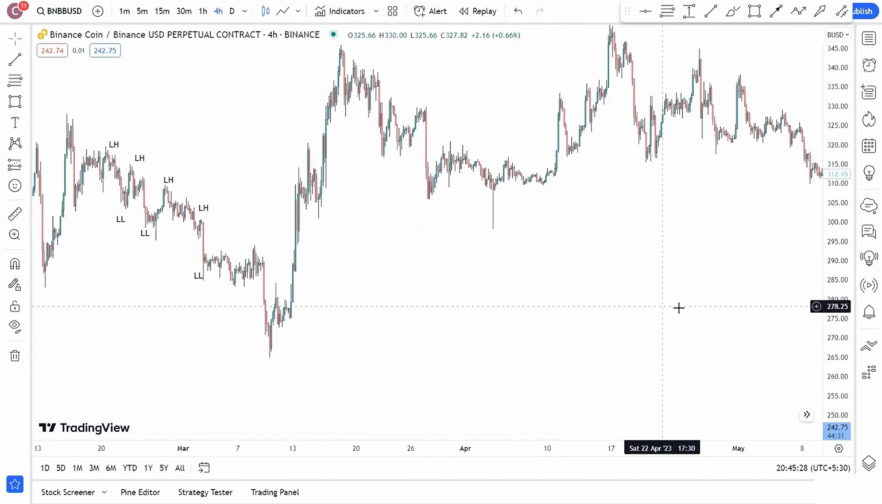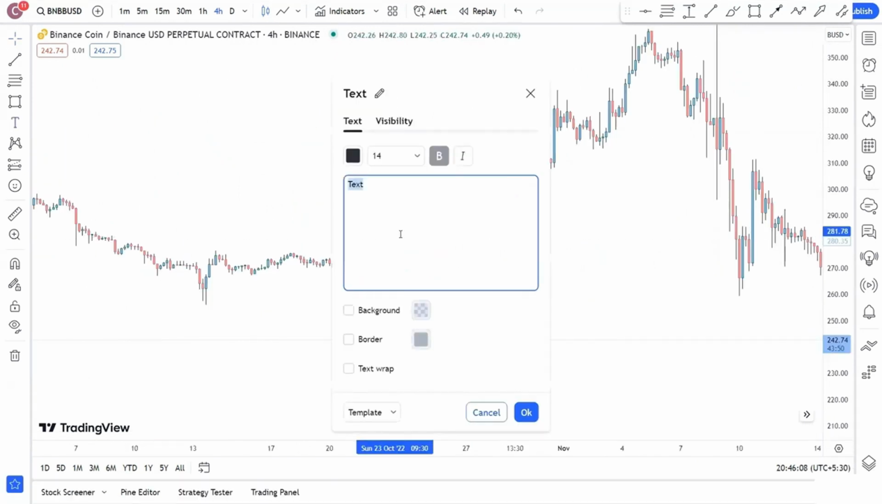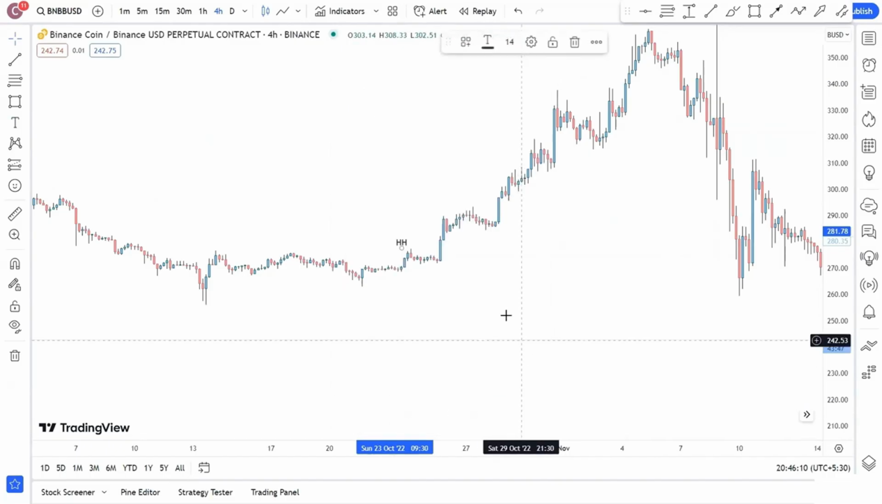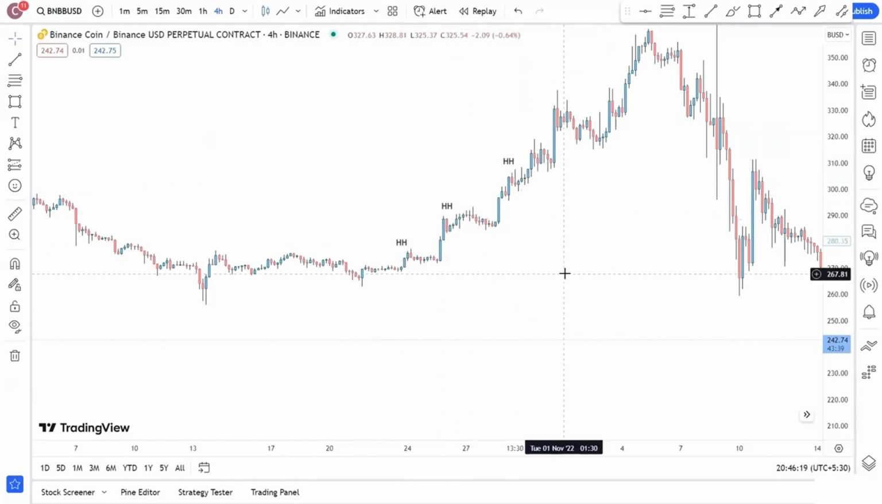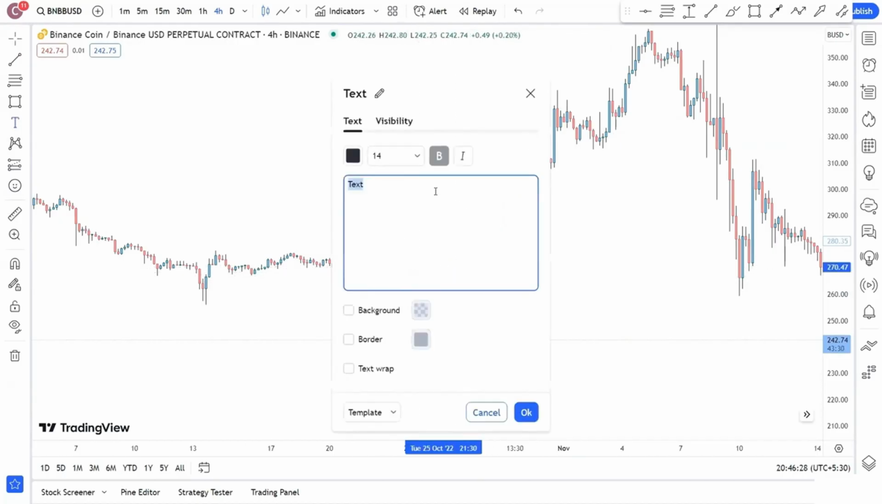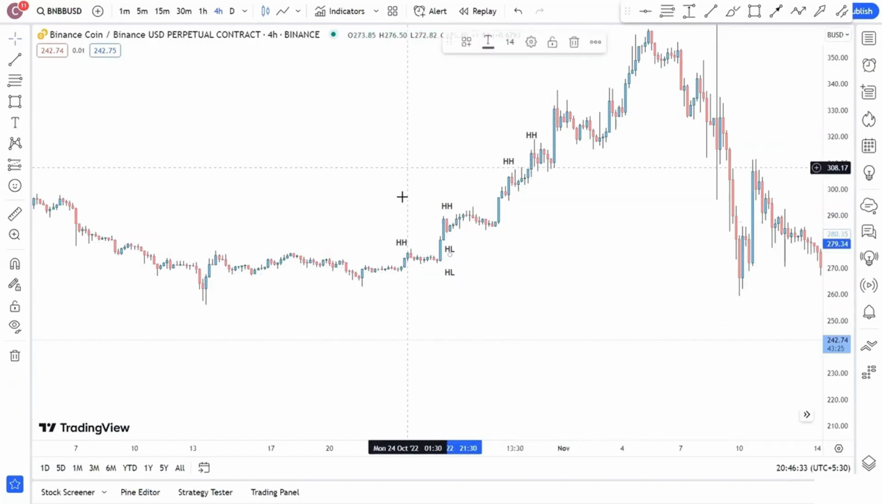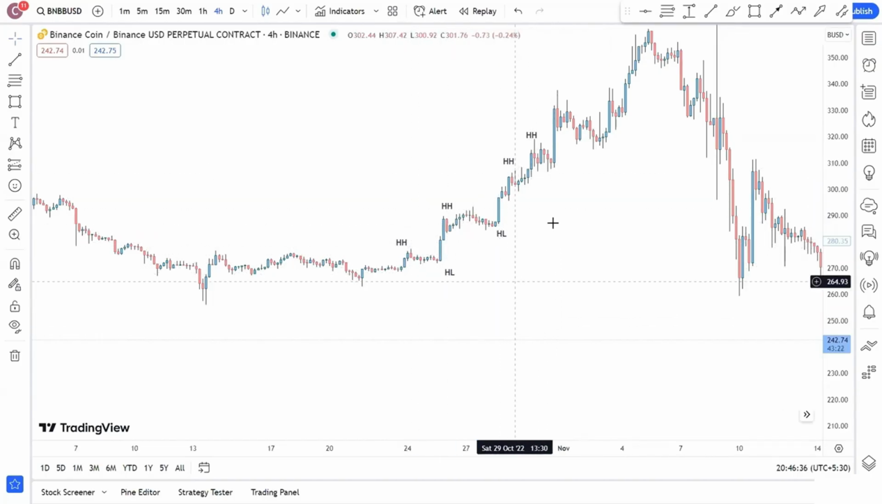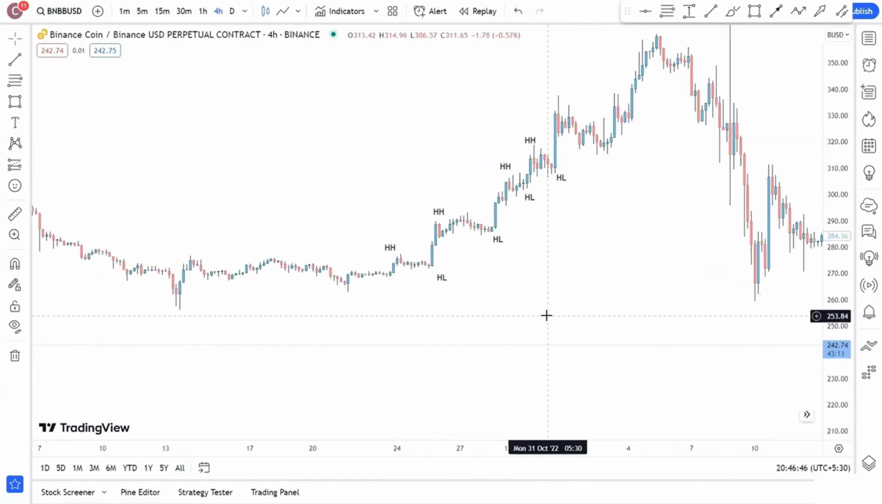Let's look for uptrend. Higher high, Control C, Control V, higher high, another higher high, another higher high, higher low, Control C, Control V, higher low, another higher low, another higher low. Okay, so now we have a series of higher highs and higher lows here.